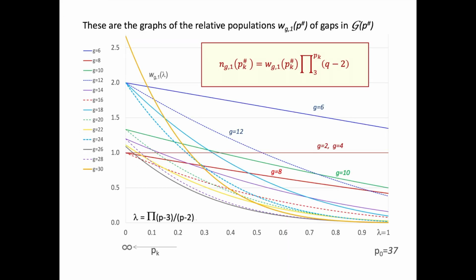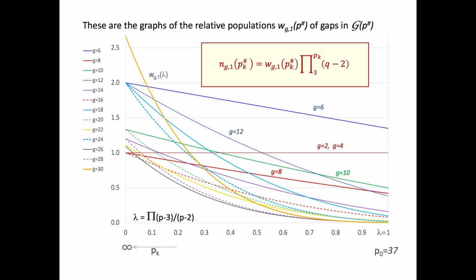This is a graph of those relative populations. This is the graph of the W's. So these are the relative populations of the gaps in the cycle of gaps. And in this picture, we've started over there on the right-hand side with p sub 0 is 37. We set the parameter lambda at 1. Lambda is that subdominant eigenvalue of prime minus 3 over prime minus 2.